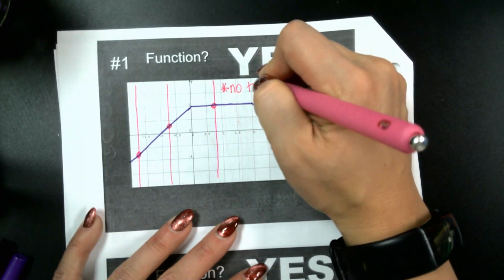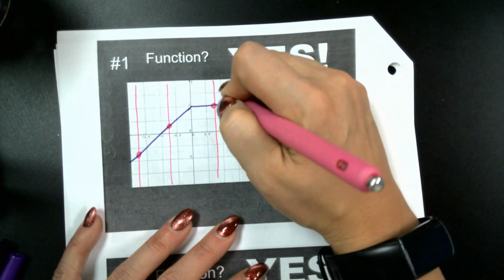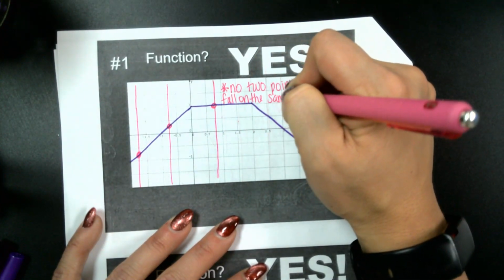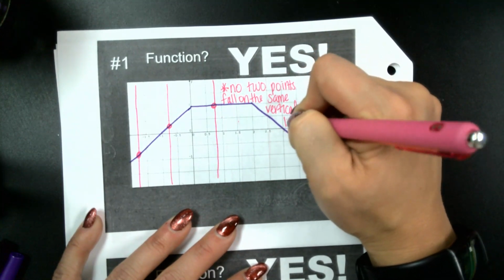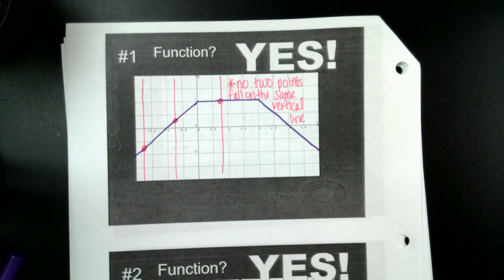No 2 points fall on the same vertical line. So if you guys tell me yes on a graph, that should be your answer when I ask you why, because it's going to say is it and then explain. So yes it is, because there are no 2 points that fall on the same vertical line.